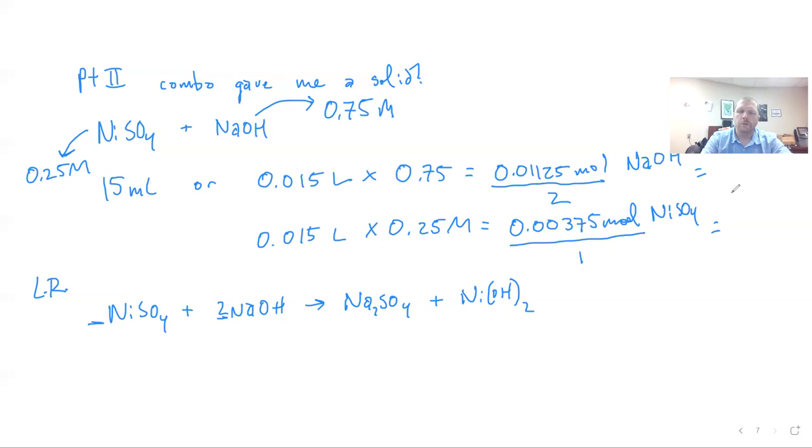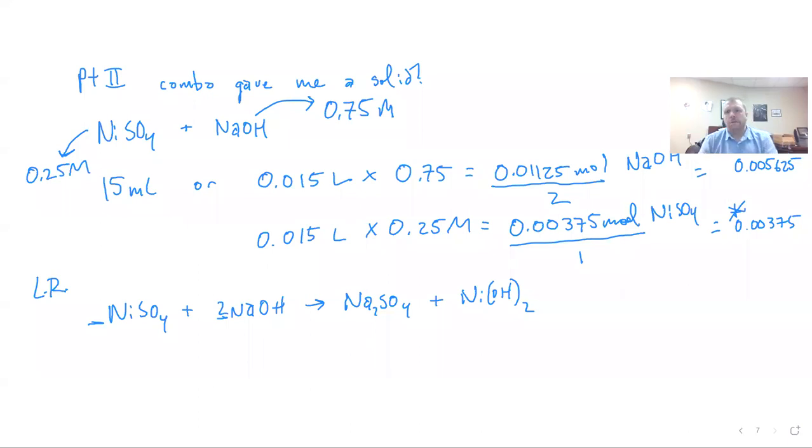And 0.01125 divided by 2 gives me 0.005625 and 0.00375. This number is smaller, therefore it is my limiting reactant. So by virtue of this number being smaller, I've identified my limiting reactant. Now that I've identified my limiting reactant, I can say that it controls the amount of my product that I'm going to produce.